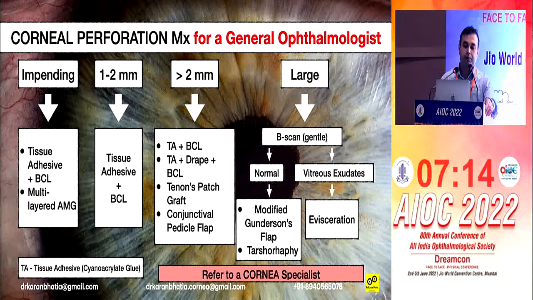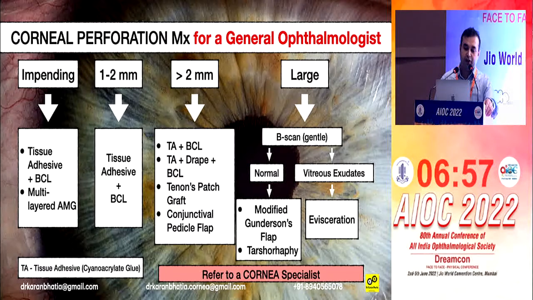For 1 to 2 mm perforations, you can do a tissue adhesive and a BCL. For more than 2 mm perforations, you can do a TA-BCL, or you can use a surgical drape along with the TA-BCL. I'll show videos of this. Or you can do a Tenon's patch graft or a conjunctival pedicle flap.